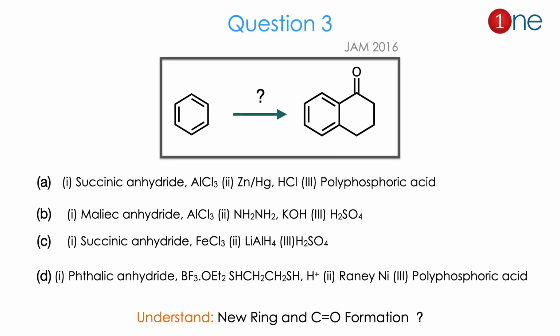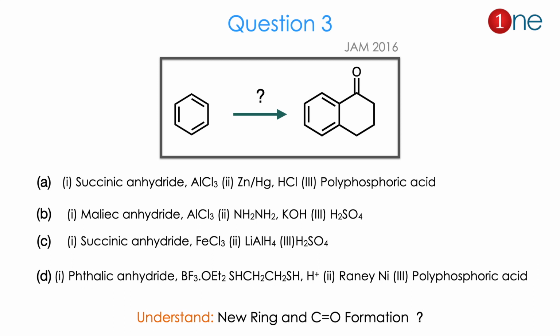The starting material is benzene. You are having the product as benzene with a fused cyclohexanone ring. So you have a new cyclohexane ring added there. They gave the possible choices of the reagent. The reagents are mostly anhydride, succinic or maleic, and reducing agent, which is zinc amalgam HCl or Wolff-Kishner reagent, hydrazine and KOH, or lithium aluminum hydride, or you are having dithiol. So the possibility of Raney nickel and polyphosphoric acid. So the reagent combination and the product formation.